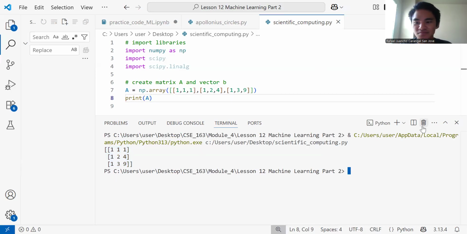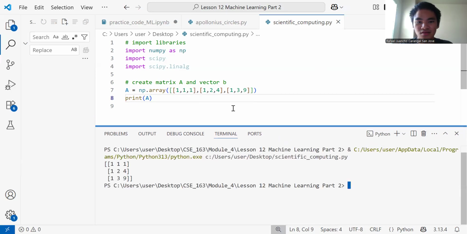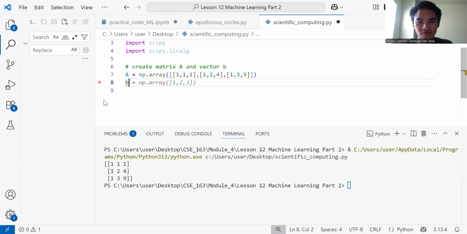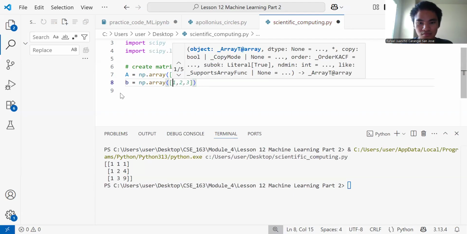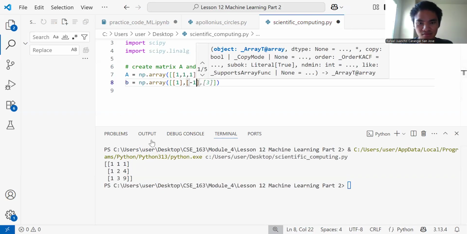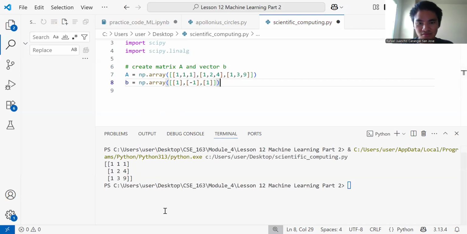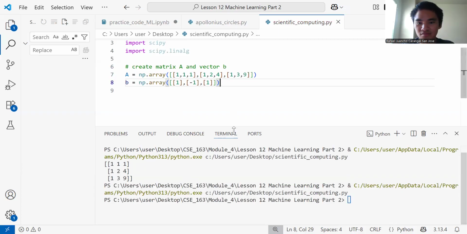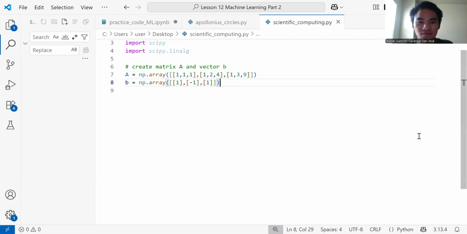It's 3 by 3. And we're going to create our vector as well. It's a column vector, so 1, -1, 1 again. Okay, it ran. That's good.